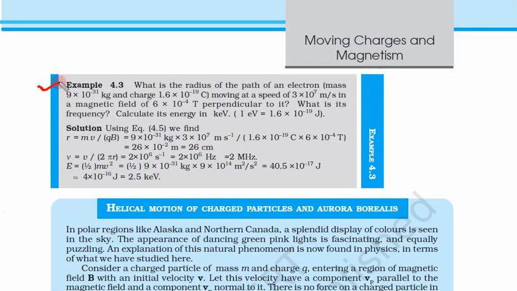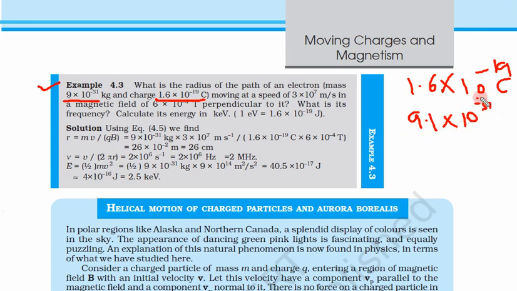So now let us do this example, 4.3. What is the radius of the path of an electron? The mass and charge of the electron are given. Even if it was not given, we know the mass of the electron and the charge on the electron. Charge is 1.6 into 10 to power minus 19 coulomb and mass of electron is 9.1 into 10 to power minus 31 kg. These quantities we must know. Here, for simplification, they have given only 9 instead of 9.1.